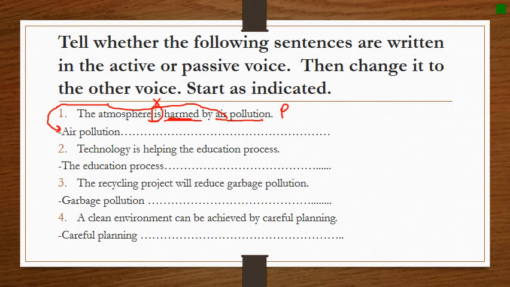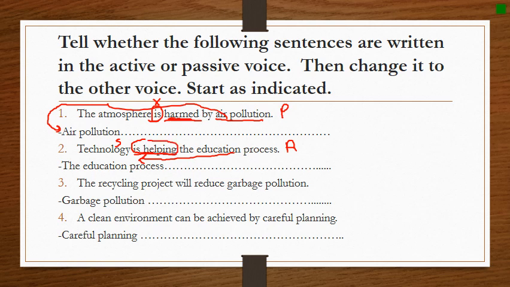Technology is helping the education process. Active or passive? Subject. What I'm talking about: technology is helping. There's no verb be plus past participle. The education process, that's active. Now, the education process, exchange the subject and the verb. Now, take a look at the verb. Stop here. Okay.